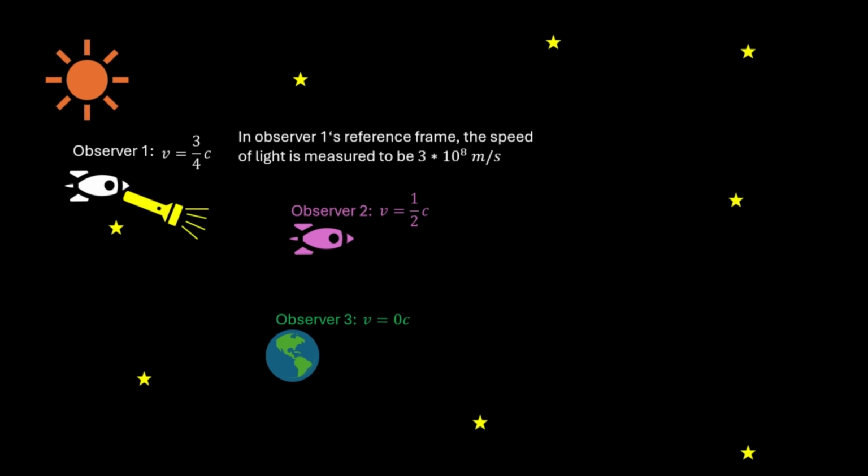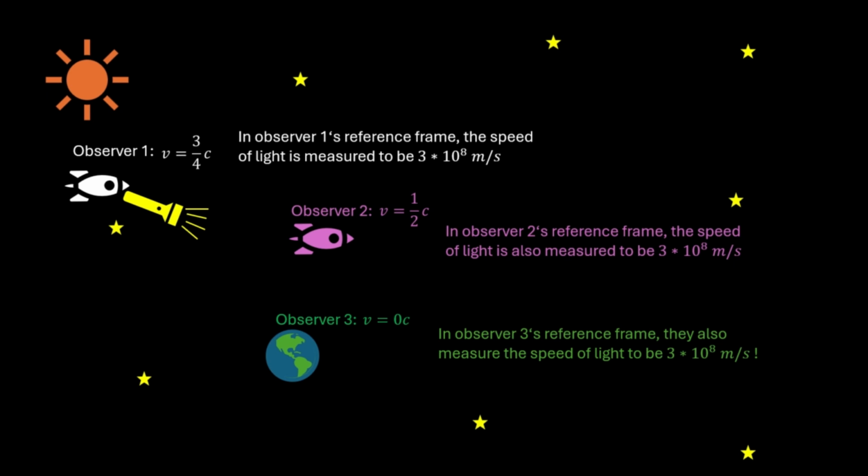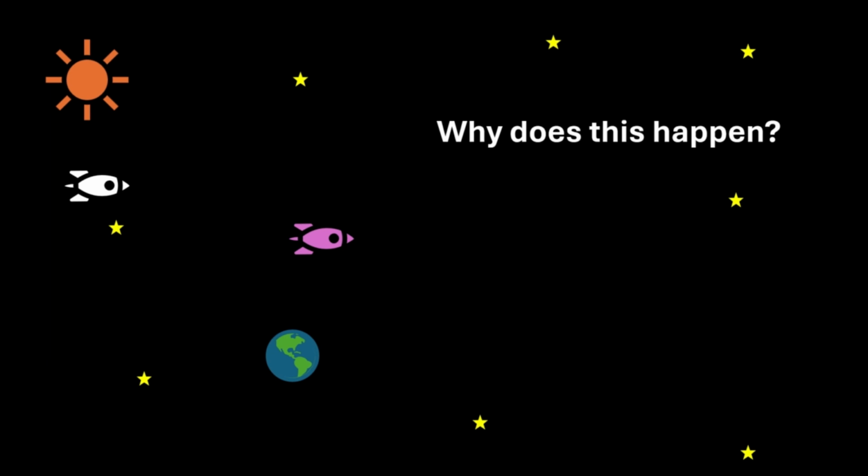Now let's say observer 1 turns on a flashlight, and they measure the speed of light to be 3 times 10 to the 8 meters a second. Then observer 2 measures the speed of light emitted from the flashlight, and they also measure it to be 3 times 10 to the 8 meters a second. And then observer 3, who's stationary, also measures the speed of light from the flashlight to be 3 times 10 to the 8 meters a second. But they are all traveling at greatly different speeds. So why do they measure the speed of light to be the exact same?